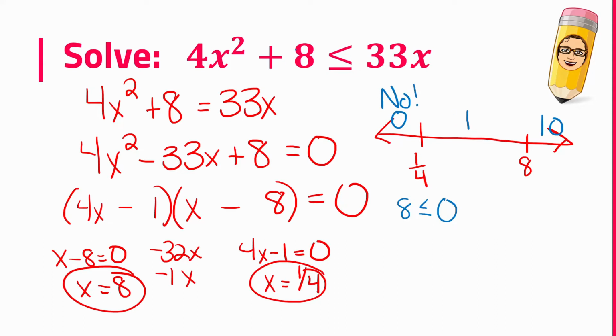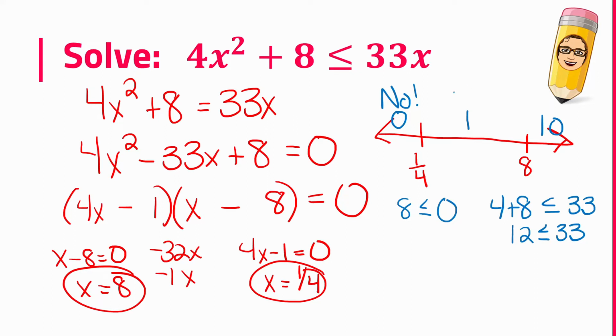Now, do the same thing. We're going to plug in a 1. 4 times 1 squared. Well, 1 squared is 1, times 4 is 4, plus 8 is less than or equal to, well, 33 times 1, that'll be 33, right? Well, 4 plus 8 is 12. Is 12 less than or equal to 33?